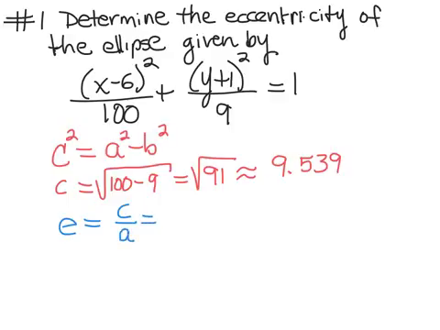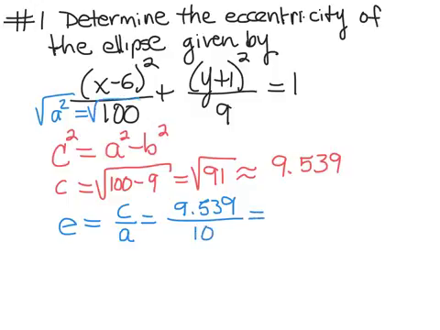A. So c is 9.539 divided by a, and a is 10 because this is a squared, so the square root of 100 is 10. That gives you 9.539 divided by 10, which is 0.954 when you round it up. So this is the eccentricity for that problem. Which means it's almost touching the 10, so it's very elongated on the x-axis, like that.